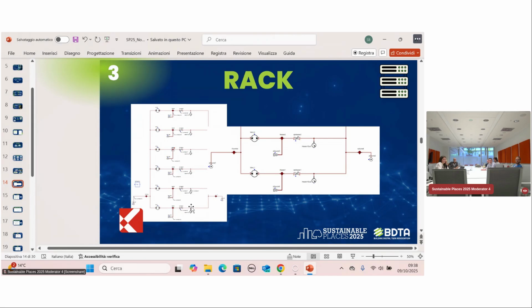I don't know what the problem is with this. I think it's the connection. Yeah.